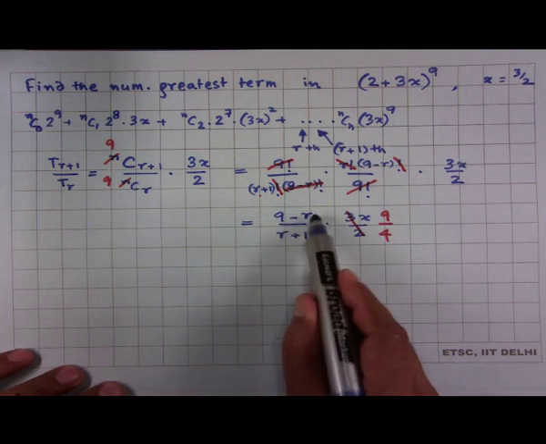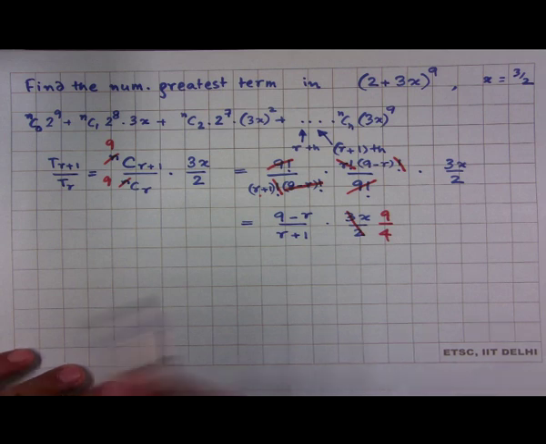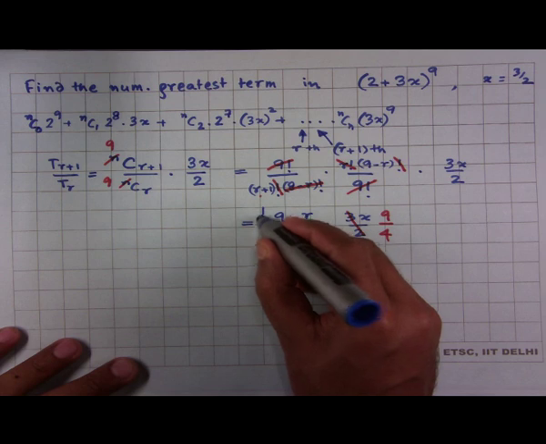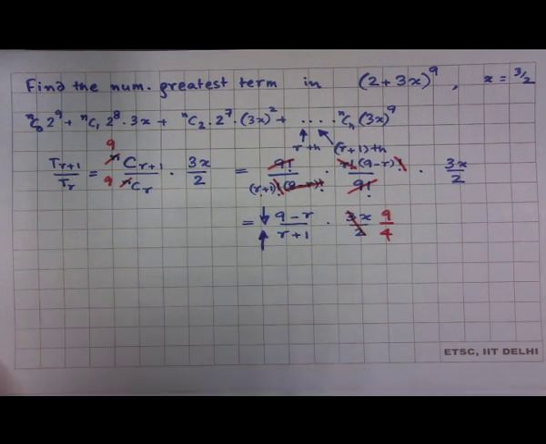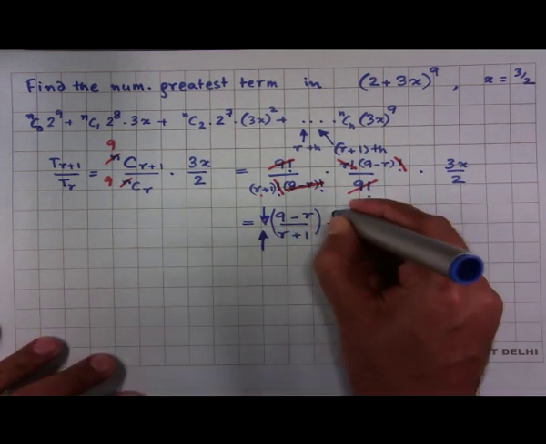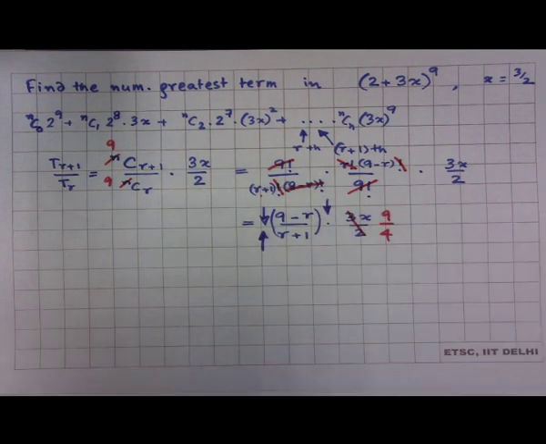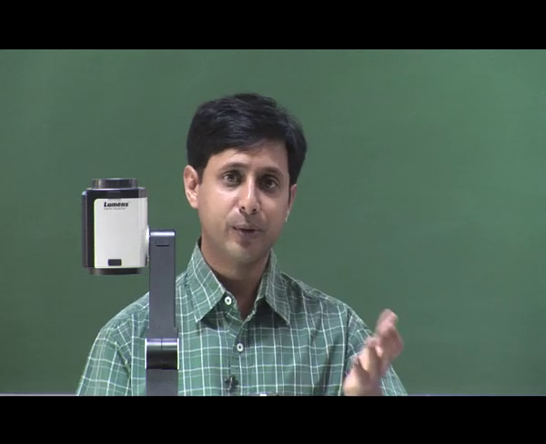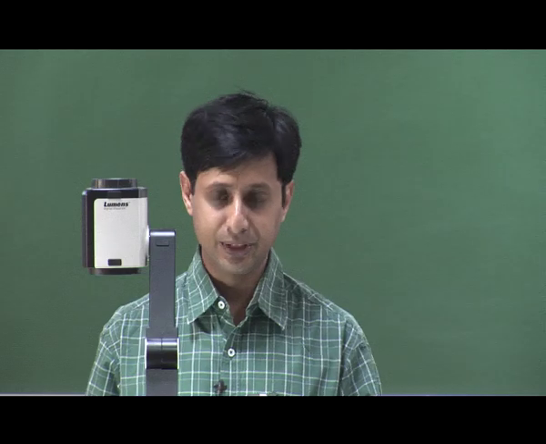This numerator is decreasing, this denominator is increasing, right. So, slowly the numerator is decreasing as r increases, and the denominator increases as r goes up, which means that this entire factor goes down as r increases from 0. So, there will be a point where the ratio will become less than 1. That term is numerically the greatest, right. After that, this ratio is going to remain less than 1, because the entire ratio is going to keep decreasing as r increases.